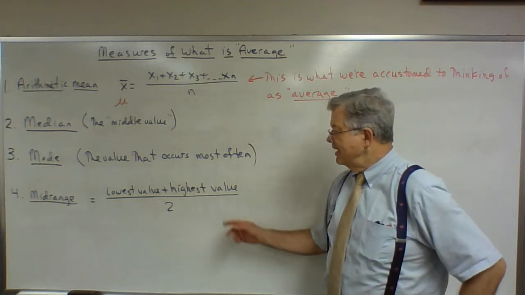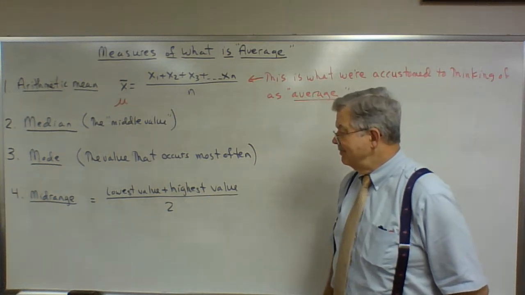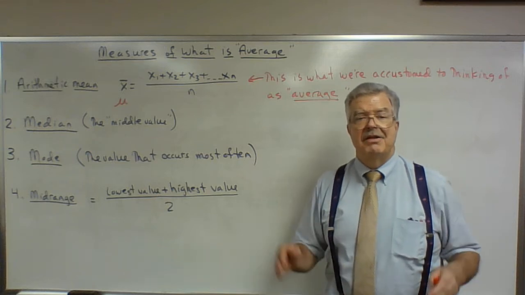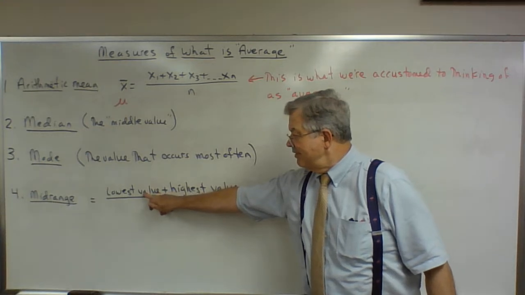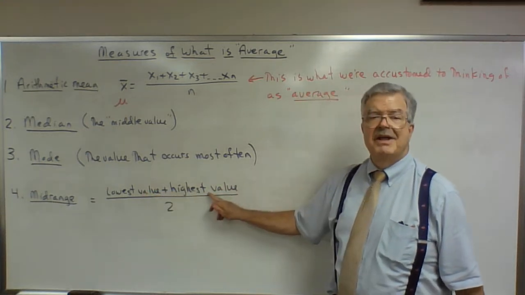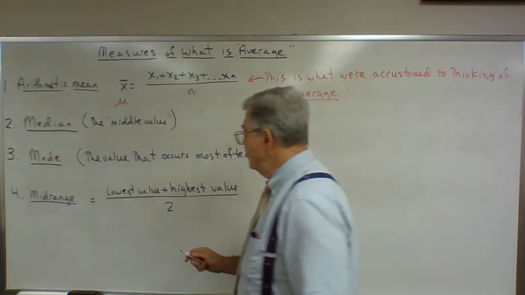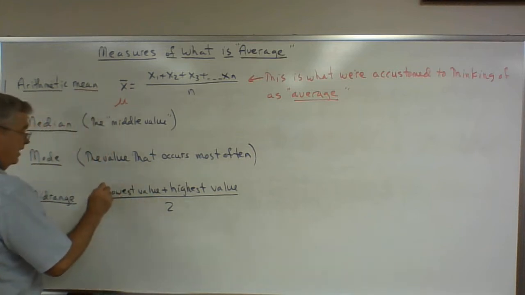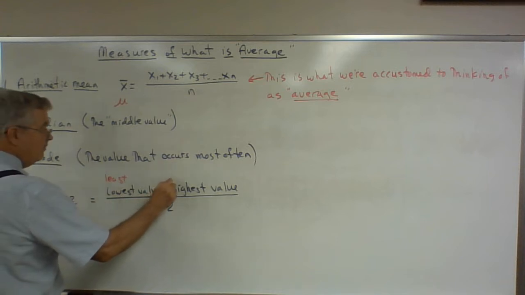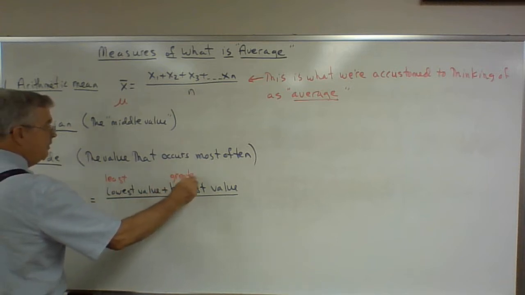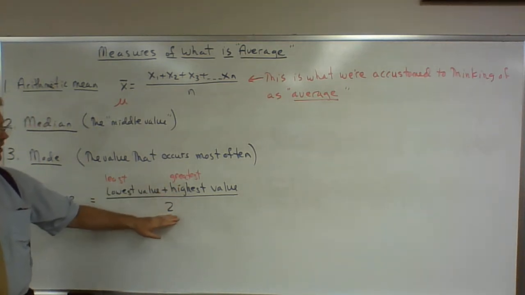And the last measure of what is average is the midrange. We take all of our data values from least to greatest. We take the least data value, the highest data value, add them up, divide by 2. And maybe more correctly, instead of saying lowest, we should say least value and greatest value. We take the least value plus the greatest value, divide by 2.